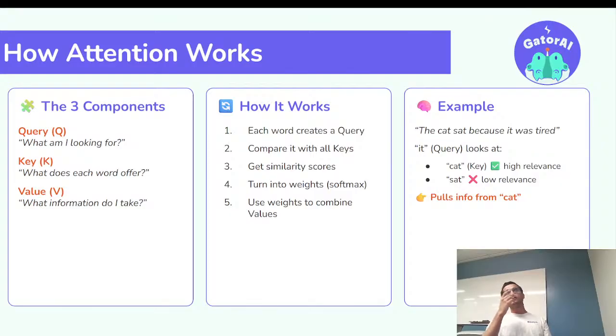So we have an example right here. The cat sat because it was tired. The word it, which is a query, looks at cat, another key, and sees, okay, high relevance, right? But then also looks at the word sat, which is, okay, low relevance. So across our vector that we generate, or the embedding, we're going to realize that we need to pull in info from cat the most in comparison to something like the word sat. And so that's how that works, is that simultaneously we're now able to generate relevance embeddings for each individual word respective to each other.